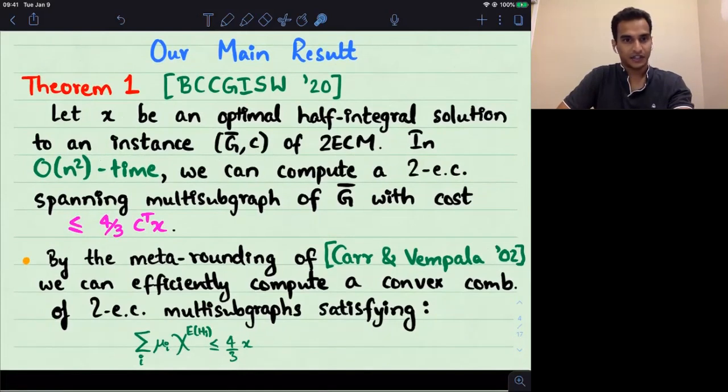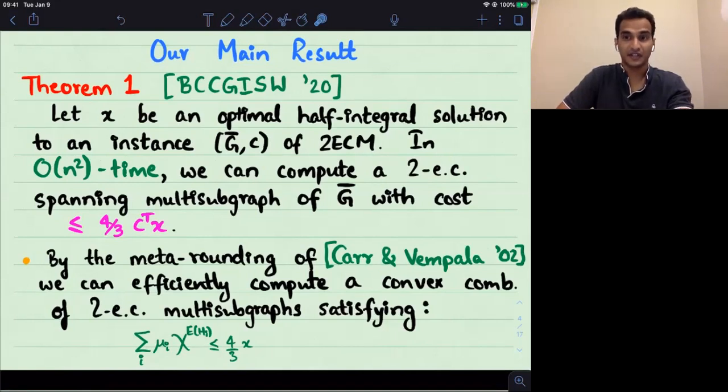Our main result is shown in Theorem 1. Given a half-integral instance and an optimal half-integral solution x, in order n squared time, we can compute a 2-edge connected spanning multi-subgraph of G bar with cost at most 4/3 C transpose x.